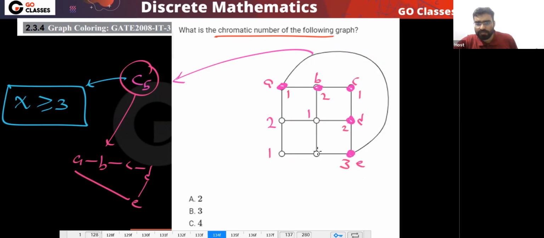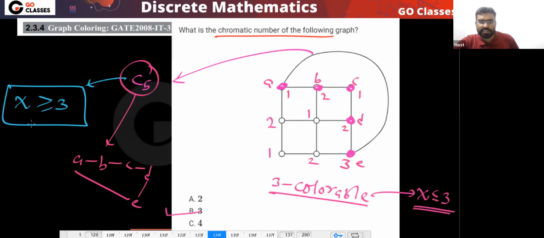And what about this point? So I can use color number 2. Okay, so the answer will be 3. So we got 3 colorable. Can I guarantee 3 colorable means chromatic number is less than or equal to 3? And the C5 is saying chromatic number is greater than or equal to 3. So finally I can say chromatic number will be 3. I can guarantee 3.